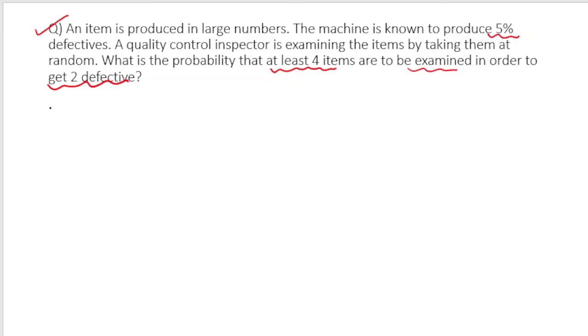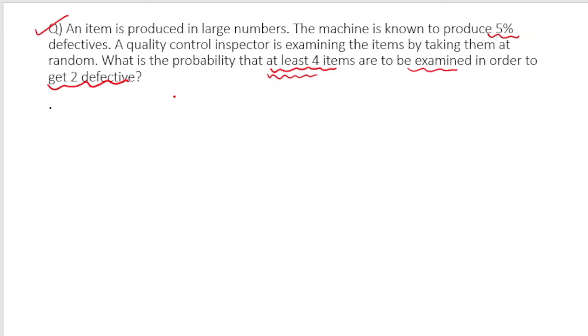Now let us understand this problem very carefully. To get 2 defective items, it is possible that someone is selecting the first 2 items and they are defective, or selecting the first 3 items, or the first 4 items, or it may continue to 5 items, 2 are defective, 6 items, 2 are defective. But in the question they are asking what is the probability that at least 4 items are to be examined so that we get 2 defective items.